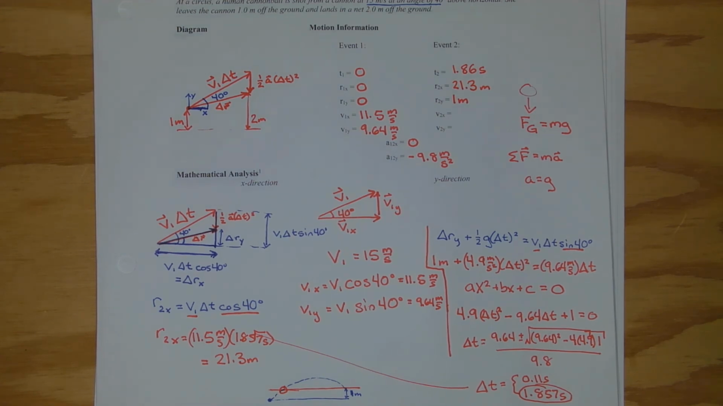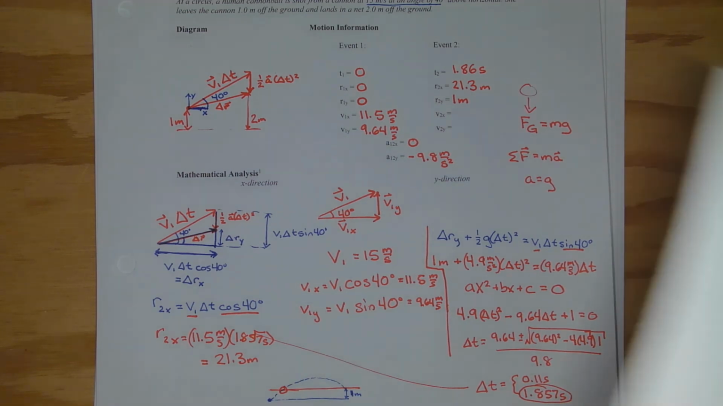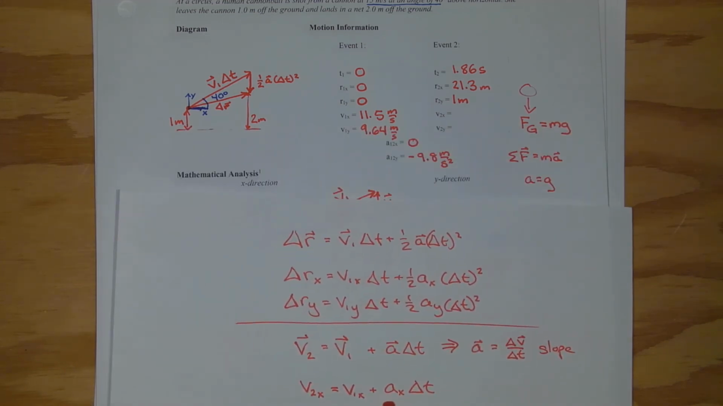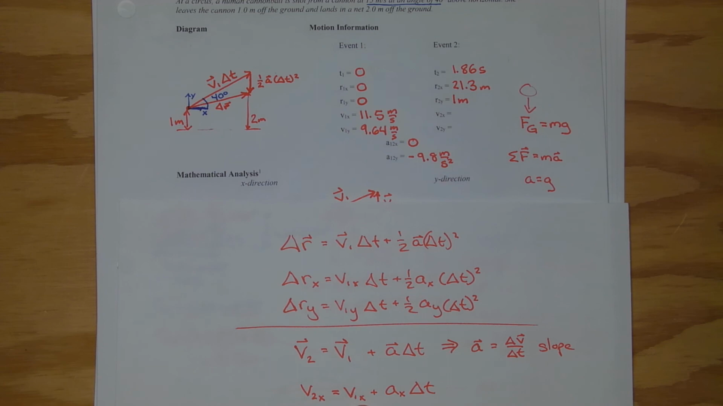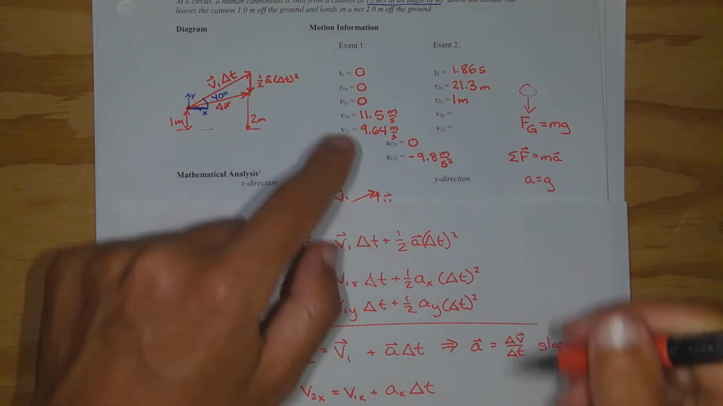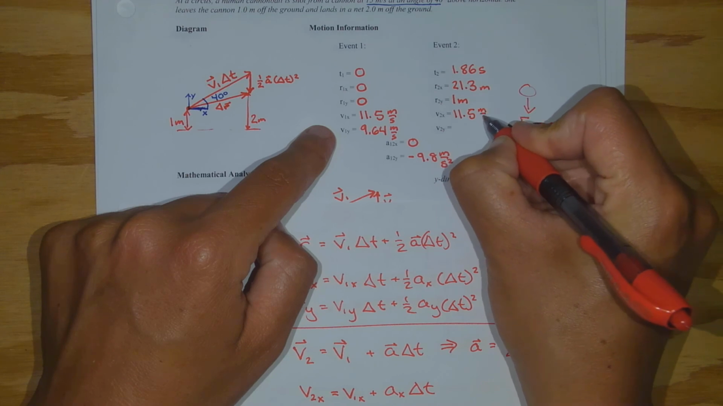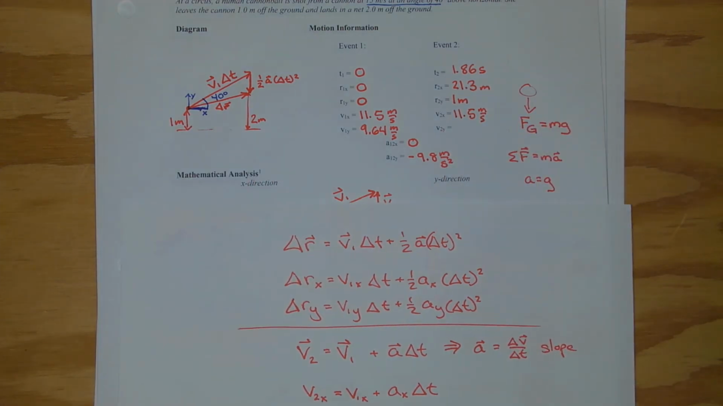Okay, now I have to find v2x and v2y. Well, I have my velocity kinematic equations, which I can use here. For v2x, it's easy because ax is equal to 0. So if ax is equal to 0, v2x is equal to v1x. So v2x is 11.5 meters per second, and you don't have to show any work for that.